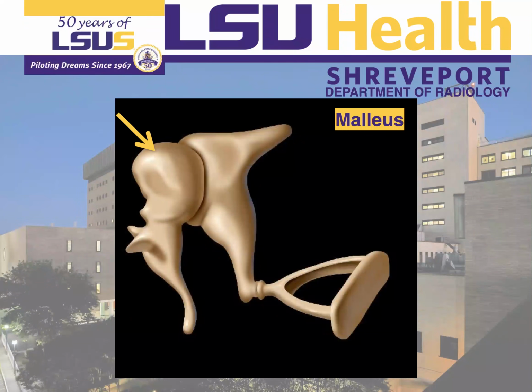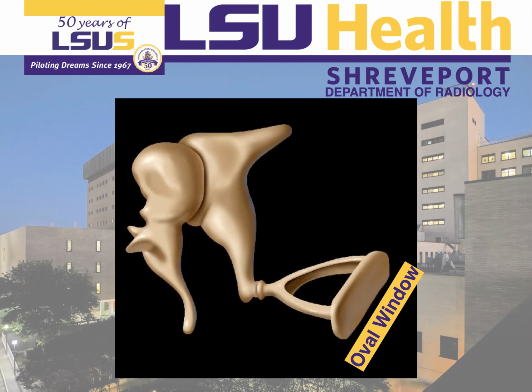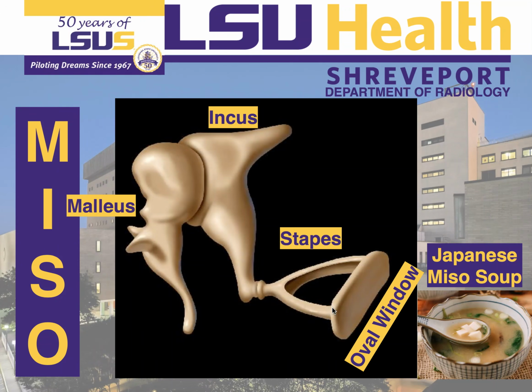So let's make a quick review about the ossicles. This is the malleus, this is the incus, this is the stapes. The stapes attaches to the oval window. This is easy to remember because the footplate of the stapes looks oval. Okay? There is a mnemonic for that. I really hope that it helps you guys. It's called MIS-O, like the Japanese miso soup. So, remember, miso: malleus, incus, and stapes attaching to the oval window.